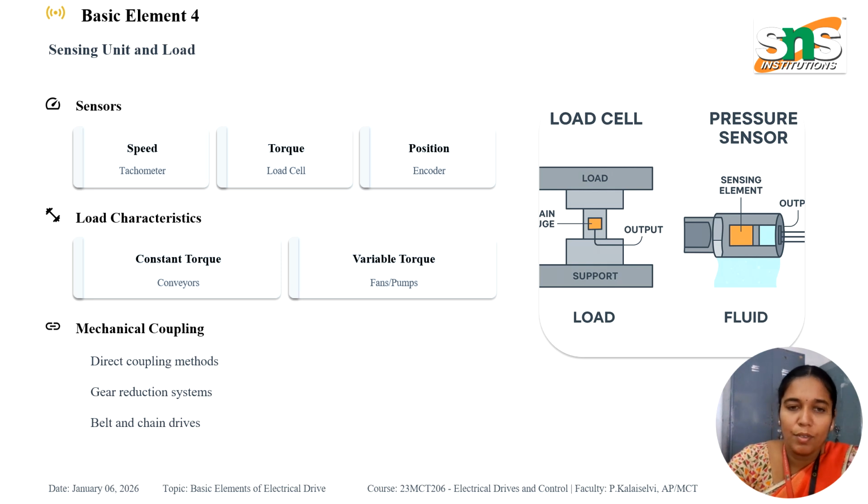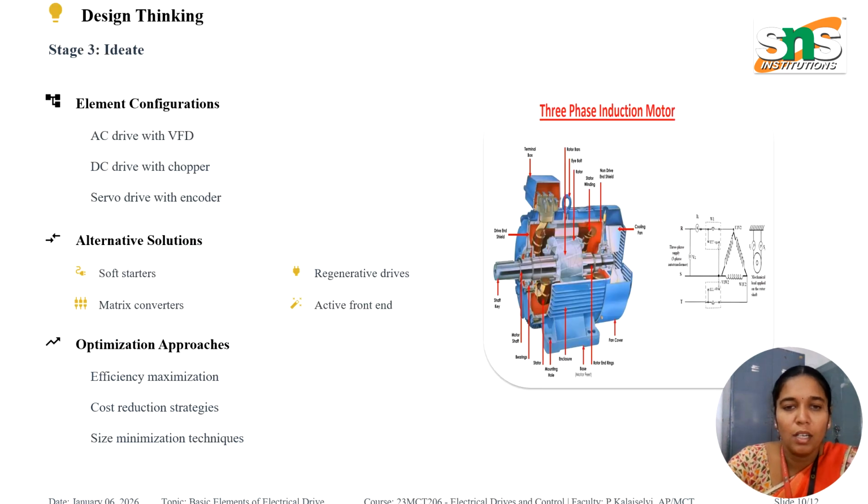And then finally we move on to the ideate part. In this ideate stage, we explore configurations like AC drive with VFD, DC drive with chopper, and servo drive with encoder. We also consider advanced options like a soft starter, regenerative drives, active front end converter and matrix converter. These are all the advanced options. Our goal is to get the best efficiency, minimum cost and compact size.